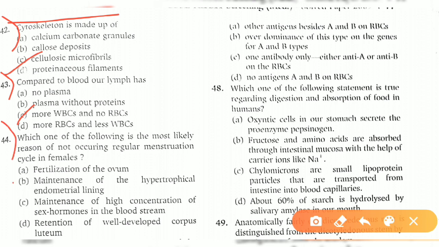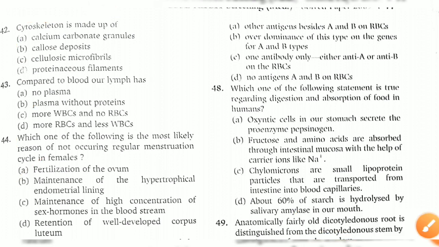Now, 44th question. Which one of the following is the most likely reason for not occurring regular menstruation cycle in females? Options are fertilization of the ovum, maintenance of the hypertrophied endometrial lining, maintenance of higher concentration of sex hormones in bloodstream, retention of well-developed corpus luteum. So the answer is fertilization of the ovum.